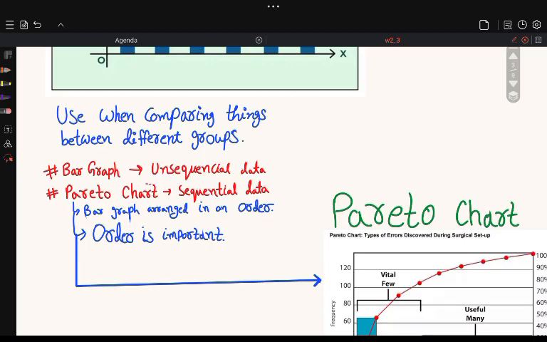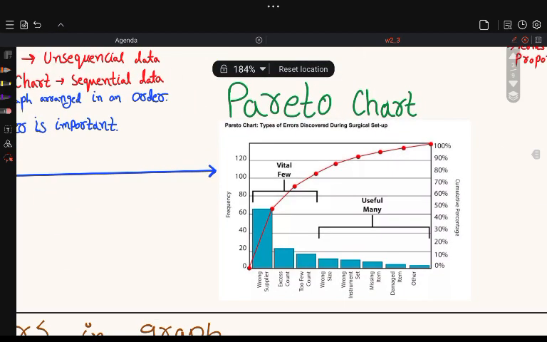So a Pareto chart is simply a bar graph, but of sorted data, which in most cases is arranged in descending order, not ascending, because in descending order the higher priority comes first. The data that has the most effect will come first, and therefore the order is important for the Pareto chart. See, here is the Pareto chart.